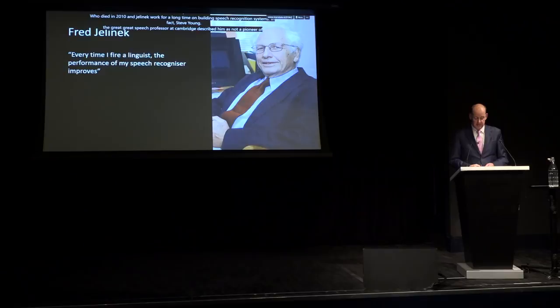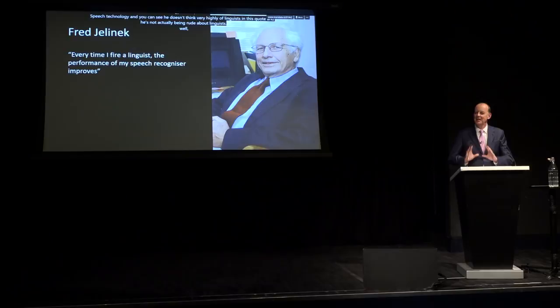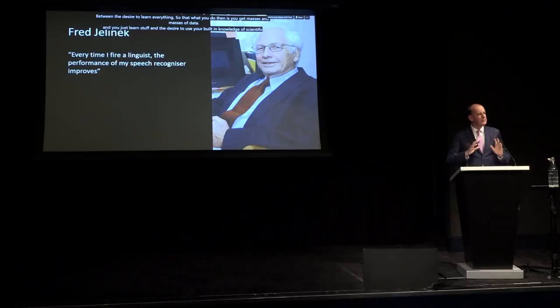And you can see he doesn't think very highly of linguists in this quote. And he's not actually being rude about linguists. Well, actually, he might have been rude about linguists, but the point he's trying to make is that there's a fundamental tension when you're designing a recognition system between the desire to learn everything, so what you do then is you get masses and masses of data and you just learn stuff, and the desire to use your built-in knowledge, your scientific knowledge about how things work. It's very important, this, and it runs throughout the history of artificial intelligence. And we're going to look at it in a later lecture, actually. We're going to look at something called deep learning, which is the absolute favourite machine learning technique of all artificial intelligence people. And the deep learners strongly believe you just learn everything, don't bother about knowledge. And more sensible people, like me, think there is a place for some understanding of the subject.